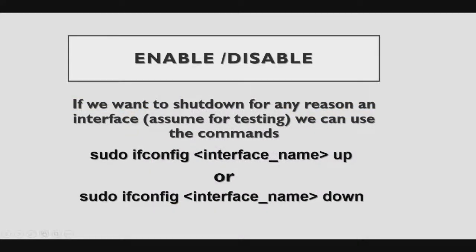We can shut down or enable an interface using the command sudo for superuser permission, then ipconfig followed by the interface name that we want to shut or enable, and now up for enable or down for shutting down the interface completely.